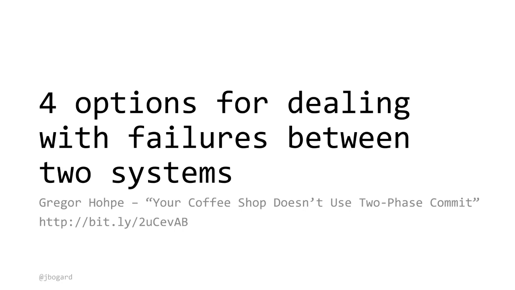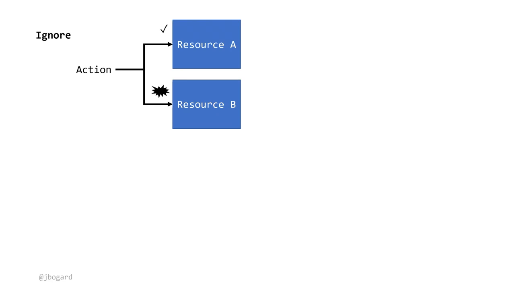So he outlined 4 main options for dealing with failures between 2 or more systems. Now, the first option he laid out is simply to ignore the failure. So the idea here is that I have 1 action to perform against 2 different resources. They're not transactionally bound. I perform 1 action against resource A. I perform the action against resource B. Resource B fails, and we simply ignore the failure for resource B.